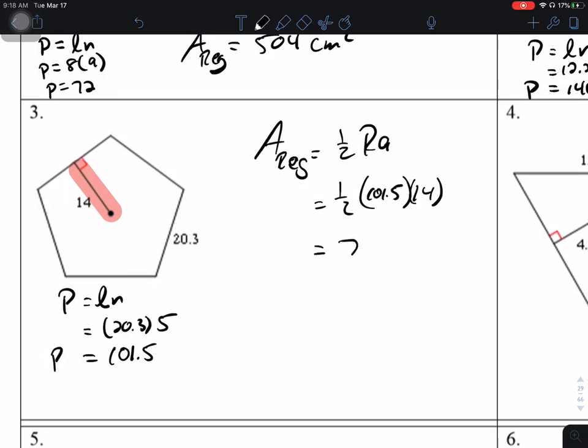Product of those three numbers is 710.5. We were not given units for this, so it's square units.